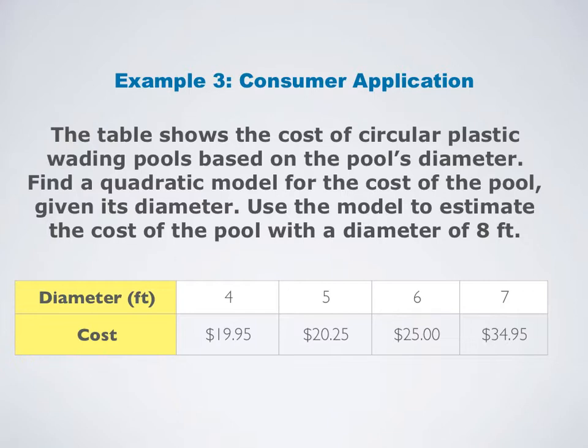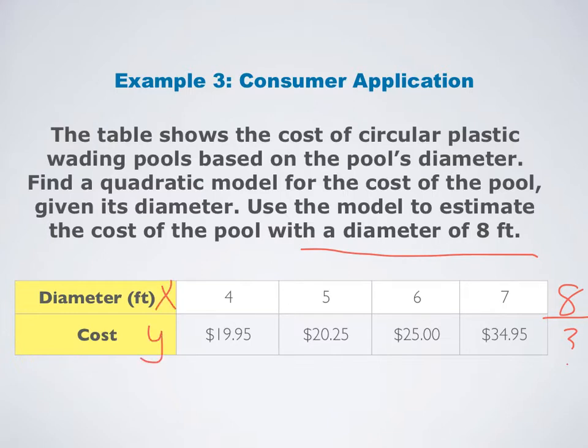Okay, we're trying to find a quadratic model to represent the cost of the pool given its diameter, and we're going to use that model to estimate the cost of a diameter of 8 feet. And you can see right here my table only goes up to 7, so I'm trying to find that 8th one and what that would equal. If I look here, diameter is the one on top, so these are going to be my x values and my y values.